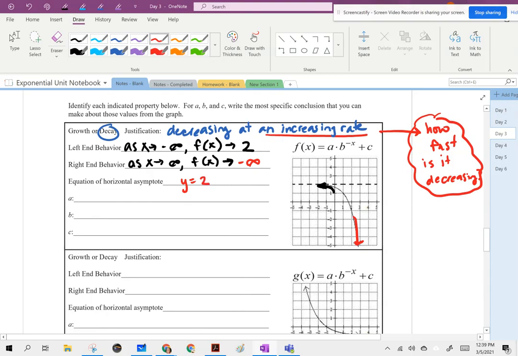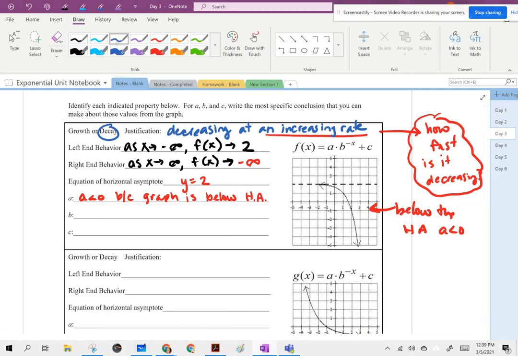Now, what can we tell about A, B, and C? When I say what about A, we're talking about is it positive or negative. So let's take a look at the graph. Where is the graph located? It's below the horizontal asymptote, which means A must be negative. So A is less than 0 because the graph is below the horizontal asymptote.